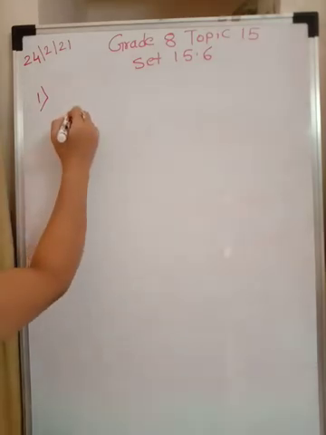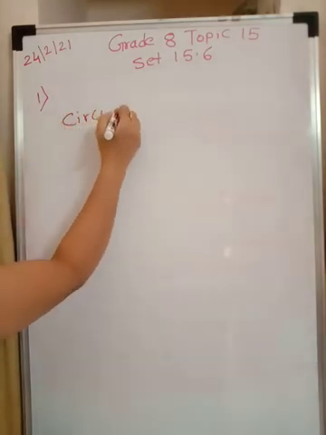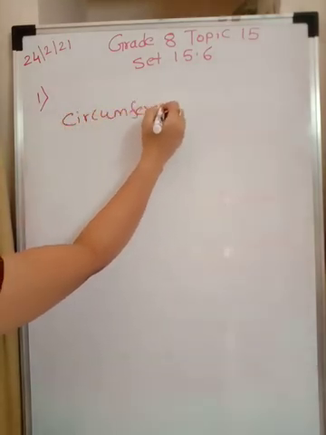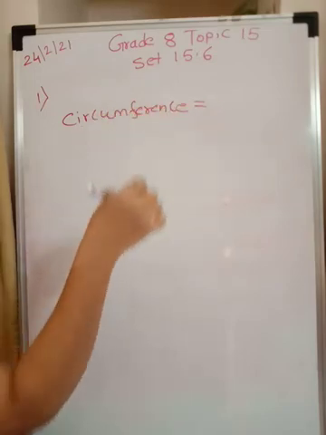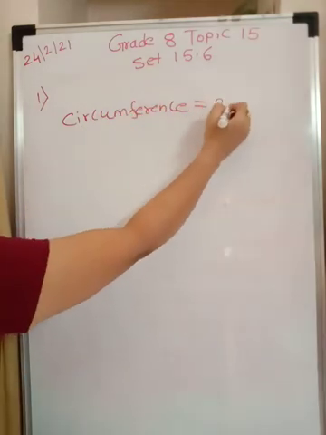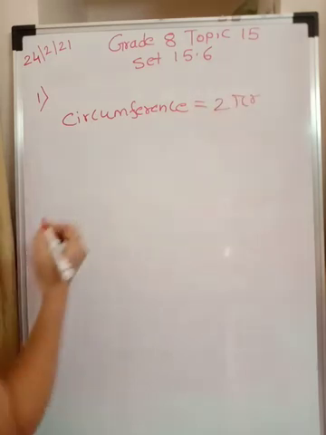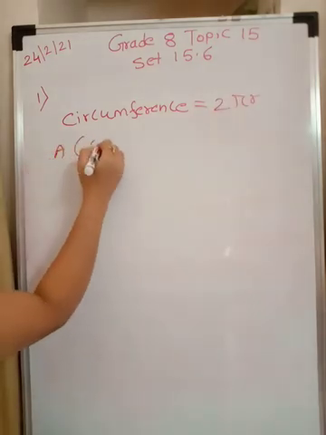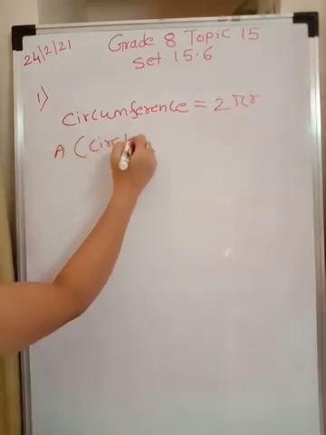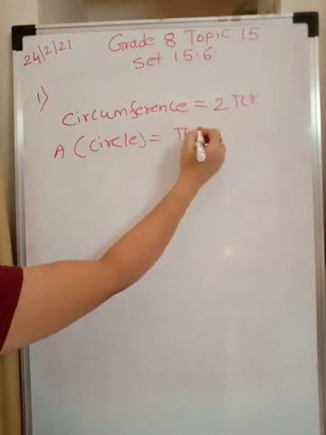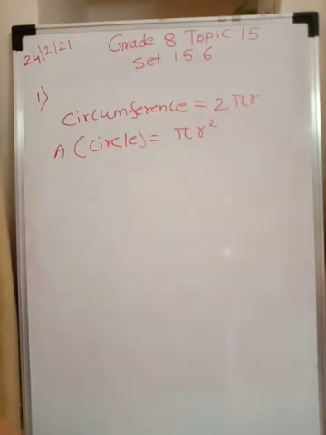So you know that circumference is also nothing but the perimeter of the whole circle, and it is given by 2 pi r. And area of a circle is pi r square. These are the only two formulas which will be needed to solve this exercise. So let's go for the first question.